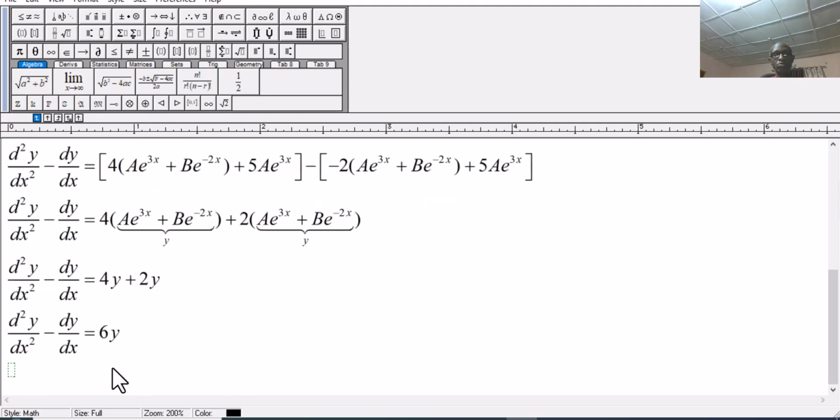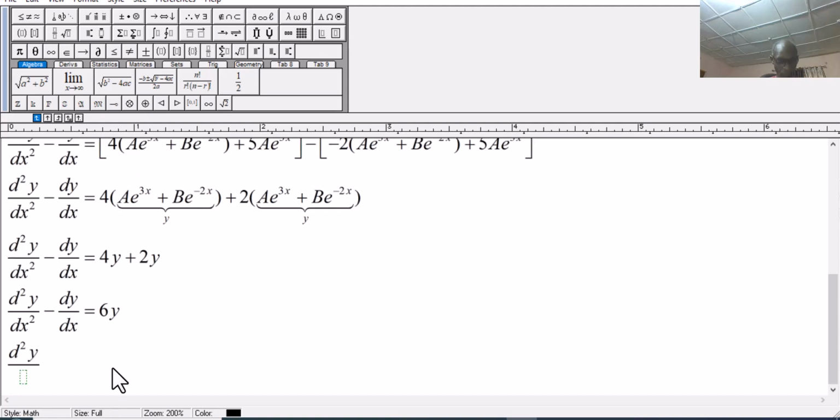So I can write it like this: d2y/dx squared minus dy/dx minus 6y equals 0. This is the differential equation we are asked to find. Anytime you are asked to find a differential equation, it must contain at least one derivative. Here we have a second order and a first order derivative. So this is the equation we are asked to find.